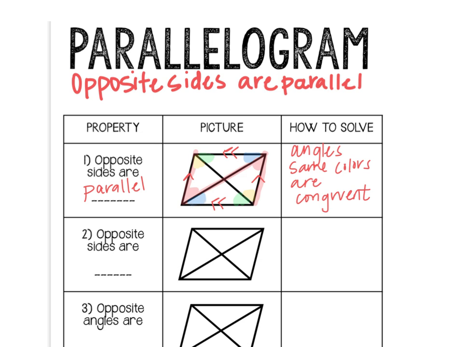Okay, we also know that opposite sides are congruent. So we mark congruent by our little hash marks. So 1 mark, the same, they're congruent. 2 marks, the same, means that they're congruent. How to solve problems like this? We would set the sides equal to each other. That's a U in case it doesn't look like it.